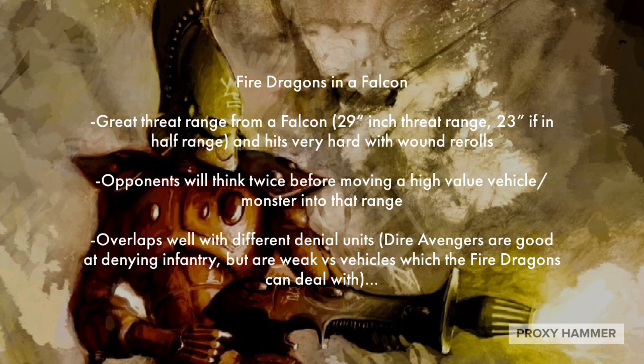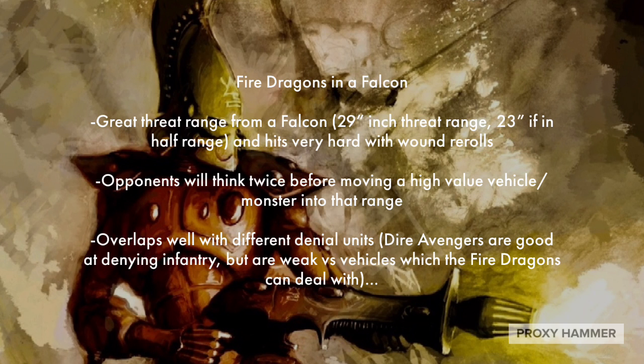Having a 29-inch threat range from your backfield, or 23 inches if you want to get in half range and get that Melta 3 bonus, makes them hit very hard, especially with the wound rerolls of the Falcon. And between the Falcon's firepower and the firepower of the Fire Dragons, these guys can indeed take out big stuff like Land Raiders and Battle Wagons. Yes, they will be wounding on 5s, but keep in mind they are rerolling all of their wound rolls. And the Fire Pike is going to be wounding on 4+ because it's strength 12.